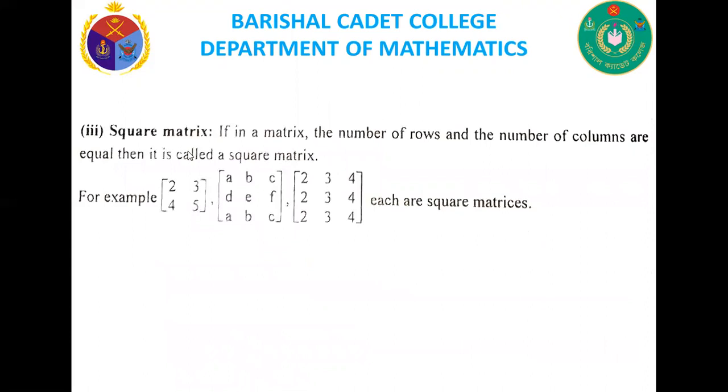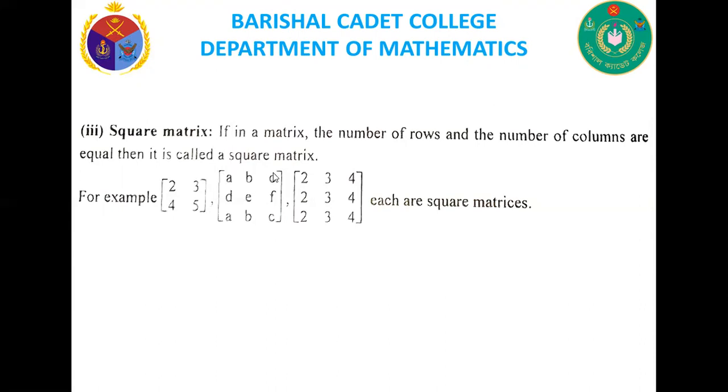Now we will learn what a square matrix is. If in a matrix the number of rows and the number of columns are equal, then it is called a square matrix. Here you can see that this matrix has 2 rows and 2 columns, 2 rows and 2 columns. So it is also a square matrix.